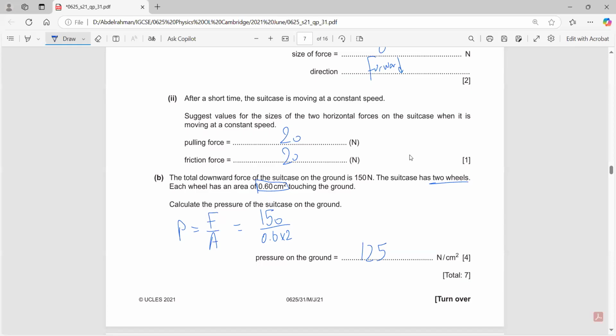And that's why this question is worth 4 marks. Because 0.6 is the area of only one wheel. Each wheel has an area of 0.6 centimeters. But the total area of these two wheels together is 0.6 times 2, which is 1.2. This is the total area.